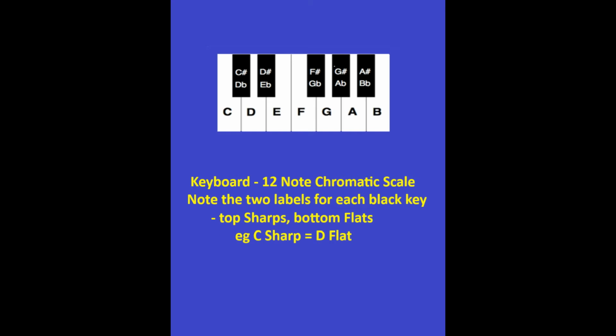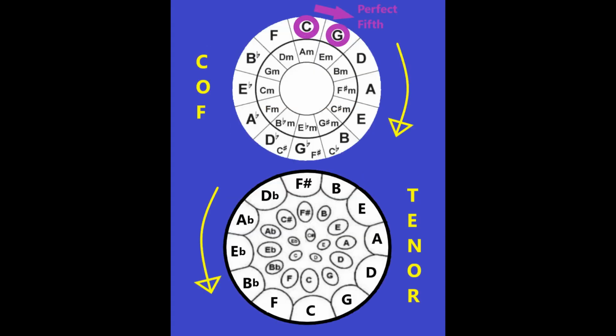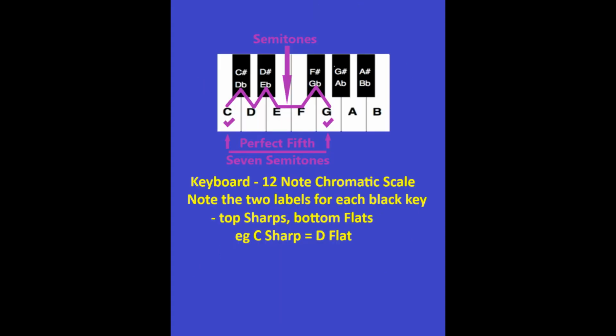The 12 adjacent keys of the chromatic scale on a keyboard, including black keys, are each a semitone apart, including white keys E-F and B-C. The circular fifths adjacent notes clockwise are 7 semitones apart, spanning 5 adjacent white keyboard notes, and called a perfect fifth.